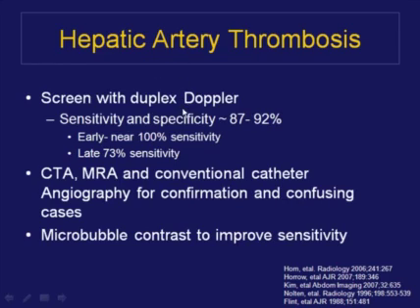How do we deal with this? The screening test for all of these is duplex Doppler, color combination duplex Doppler. And it all depends on when you're looking as far as the sensitivity. In the immediate postoperative and perioperative period, you should really achieve a near 100% sensitivity for hepatic artery thrombosis. Later on, as we'll discuss, as time goes on, the sensitivity actually decreases. CTA and MRA can both be used as a follow-up, and conventional catheter angiography as necessary. Microbubble contrast agents clearly could improve our sensitivity in these cases.